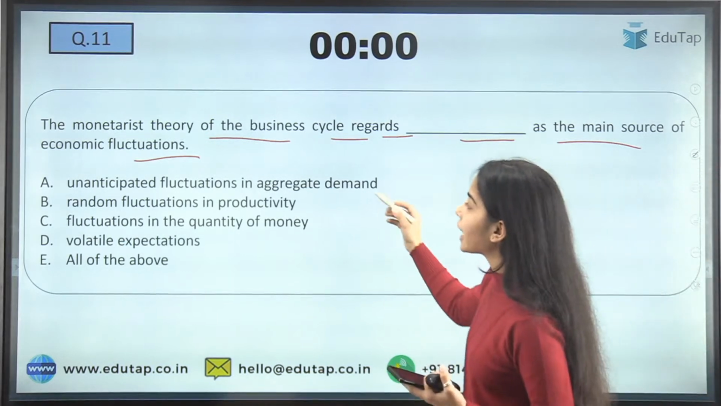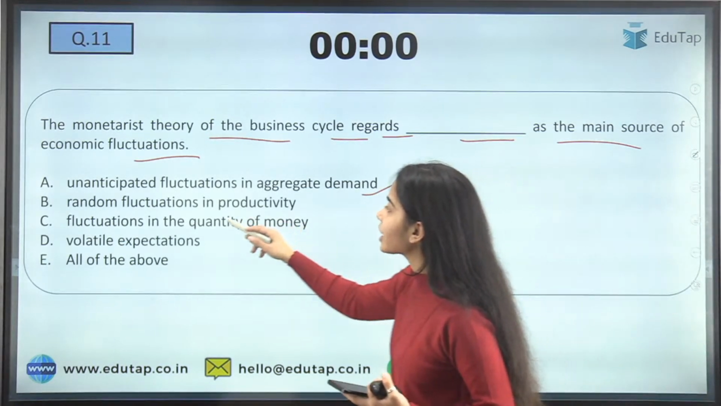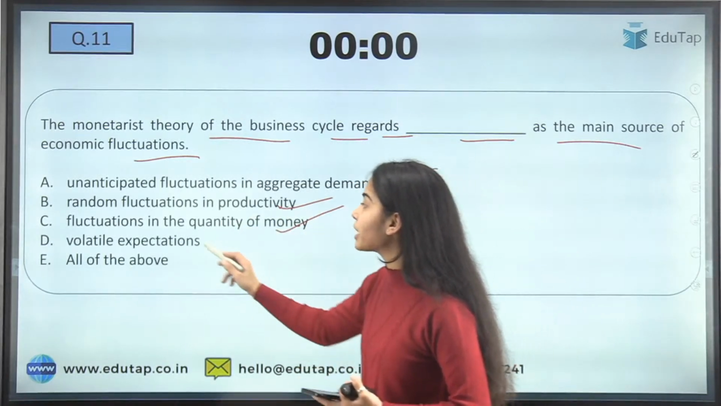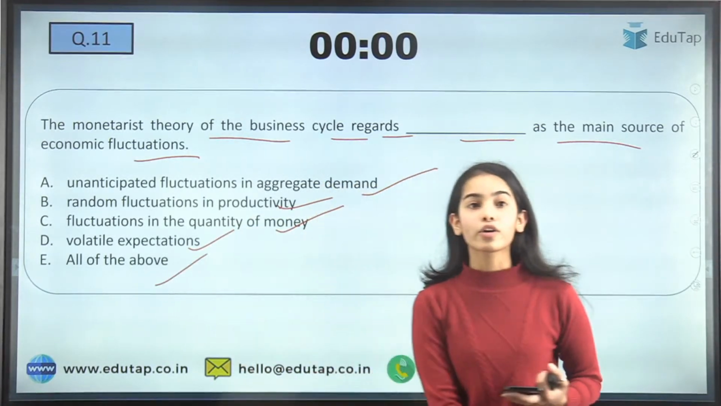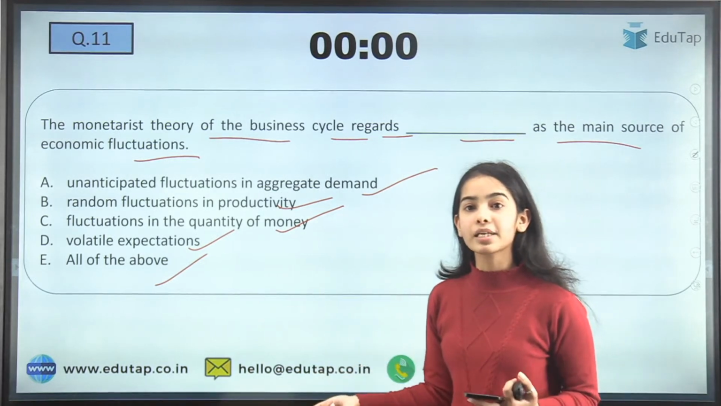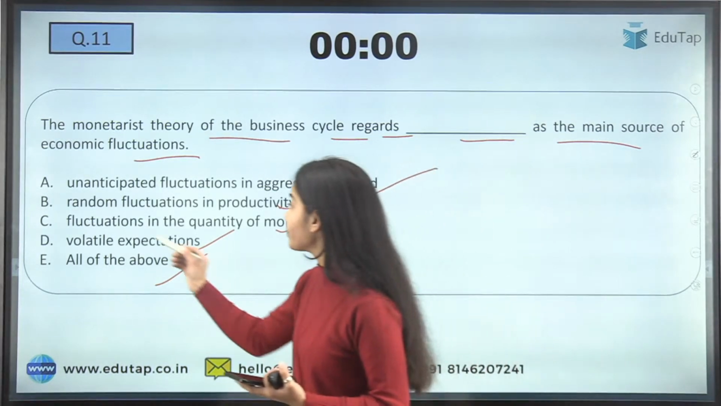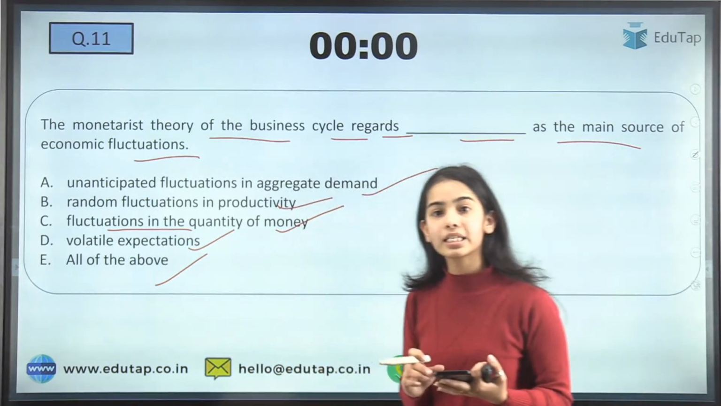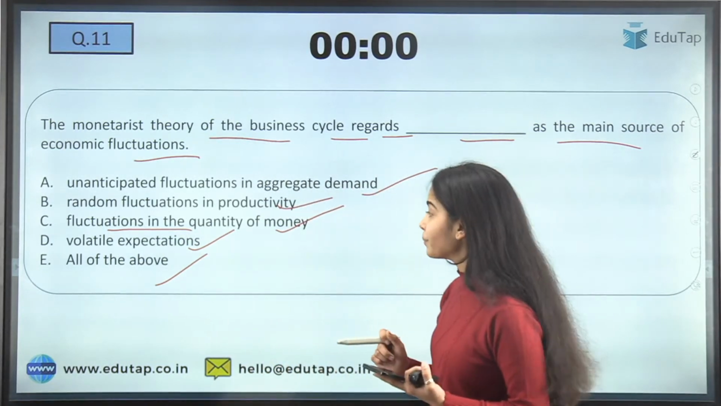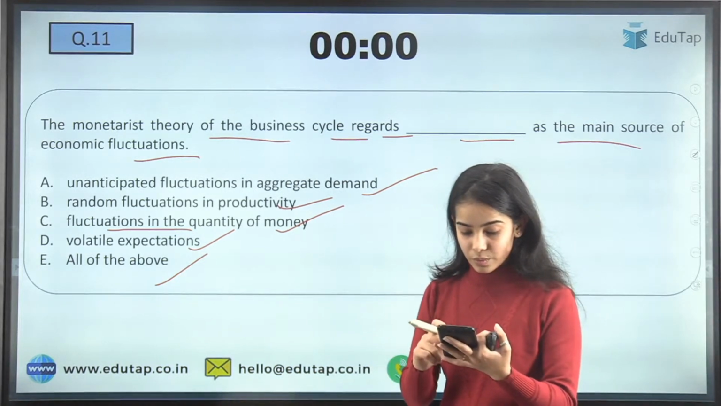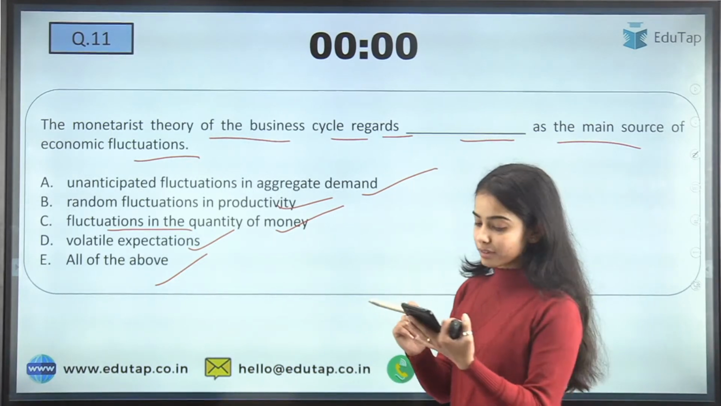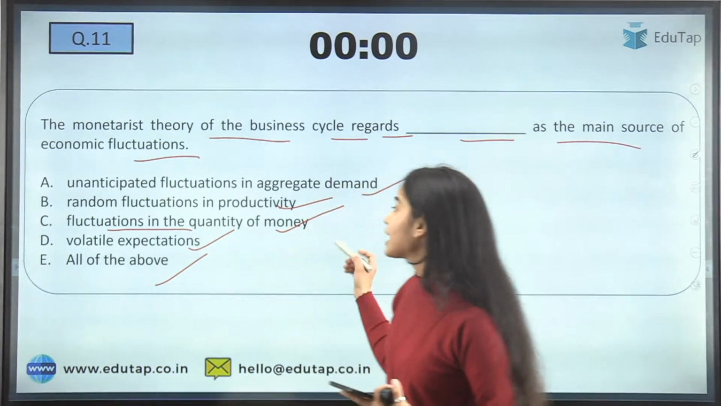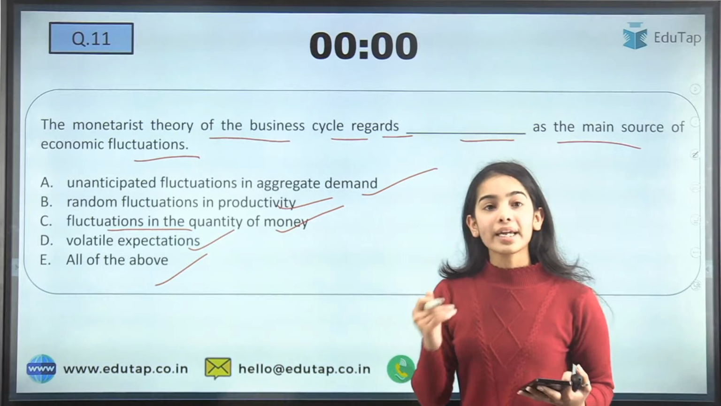Okay, so should it be the unanticipated fluctuations in aggregate demand, random fluctuations in productivity, fluctuations in the quantity of money, volatile expectations, or all of the above? So what should be the right answer? Okay, I am getting the answer C from Ajita, Anshu has said E. So Himanshu and Ajita and Deva Data Sahu have said the right answer. It should be C. See, why should it be C?